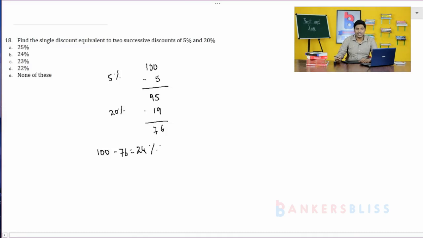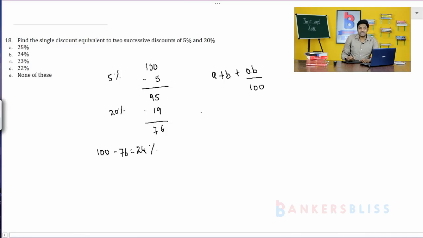So, very simple, 100, because 24%. Percent is nothing but per 100. So, 24 per 100 it is reducing. So, two successive discounts 5% and 20% is equal to a single discount of 24%. You can go with the modified formula what we have implemented in the compound interest also. That is A plus B plus AB whole divided by 100.